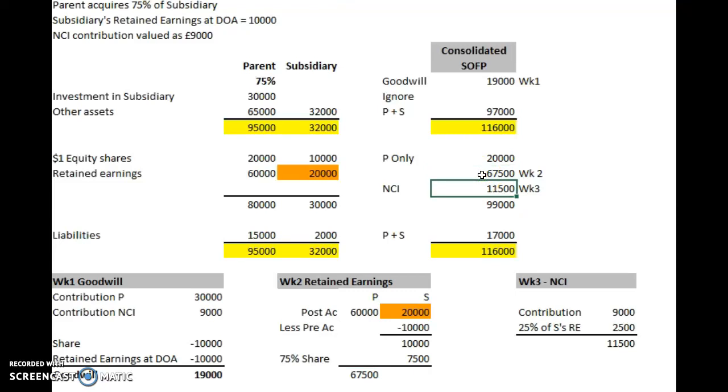The NCI figure, what's their involvement in the whole group affair? We have their original contribution, which is 9,000. That's given to us in the question here. And they want 25% of the subsidiary's retained earnings. So that's the other 25% of this here. Add those together, we get 11,500, which is the total NCI amount, which just leaves the liabilities, which is a simple P plus S. Add that all up. Nice to see that the balancing figures work. Check all the calculations are correct, because we've added in some extra lines here for NCI. We've added in goodwill. So always make sure that we've added everything in. And it seems to balance. So there we are. That's the consolidated statement of financial position with an NCI and retained earnings and goodwill.